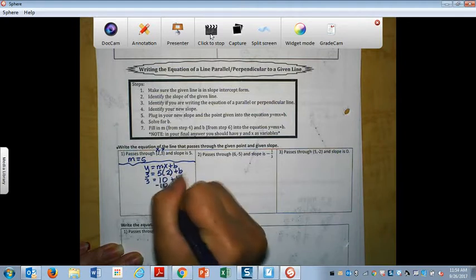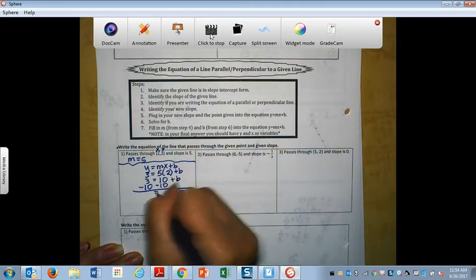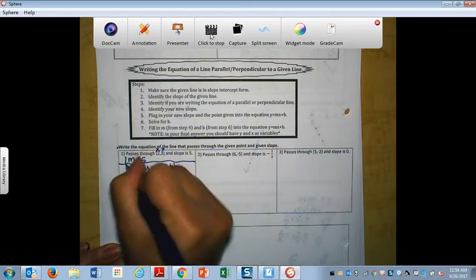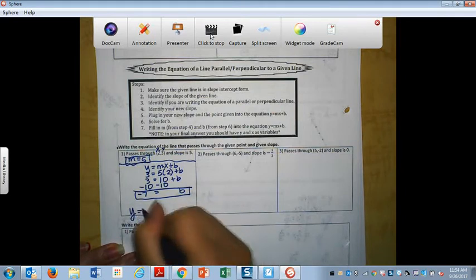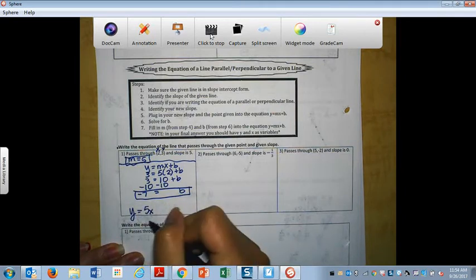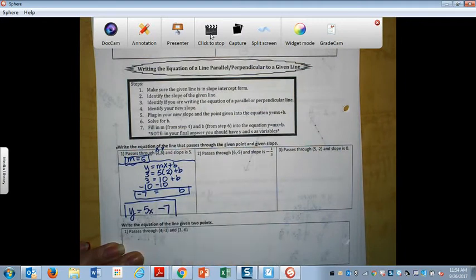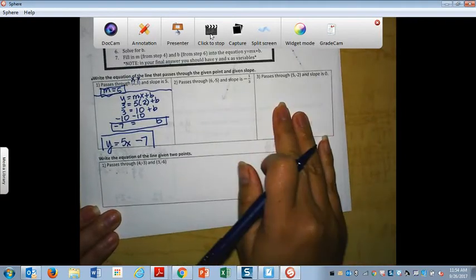Subtract 10, subtract 10. So now I'm going to have b equals negative 7. Okay, so now I have the information that I need. You're going to put that together: y equals 5x minus 7. We can do these examples in class.